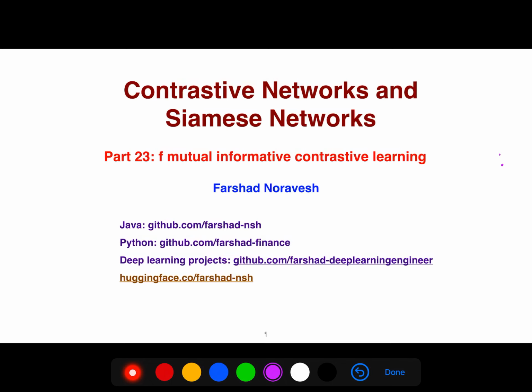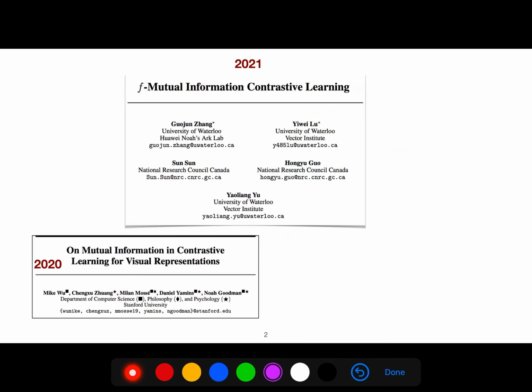Today I'm gonna be talking about another approach for contrastive learning, another way that we can use contrastive learning, which is called F-mutual information. This paper is from 2021, and this is a positive sample.